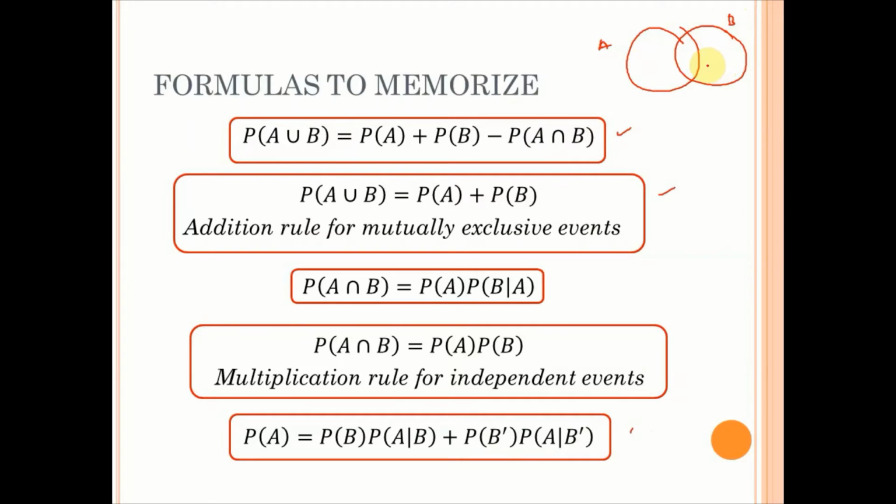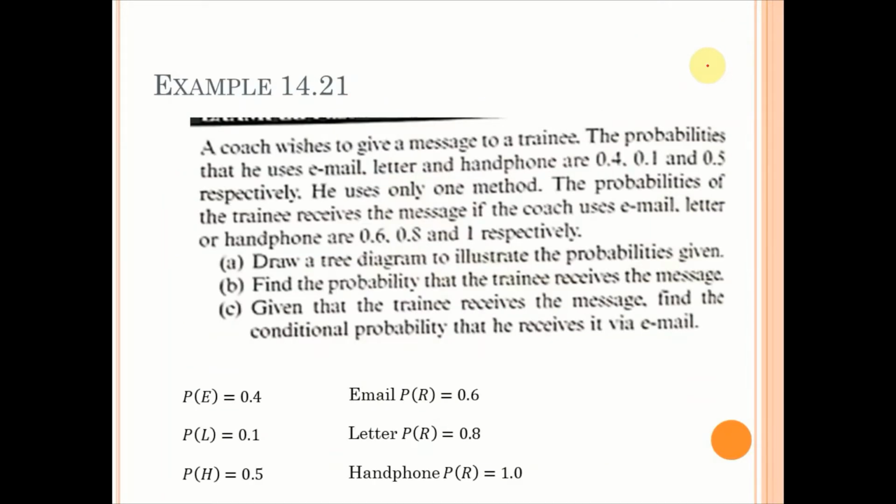Okay. So now I want to go to example 14.21. Ni soalan ni panjang sikit and it involves a tree diagram. I want to show you how to draw a tree diagram. Okay, soalan: a coach wishes to give a message to a trainee. The probabilities that he uses email, letter and handphone are 0.4, 0.1 and 0.5. The probability that he will use email, P(E), is 0.4. The probability that he will use letter, P(L), is 0.1. The probability that he will use handphone is 0.5.